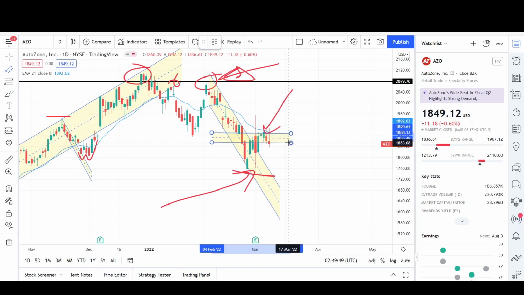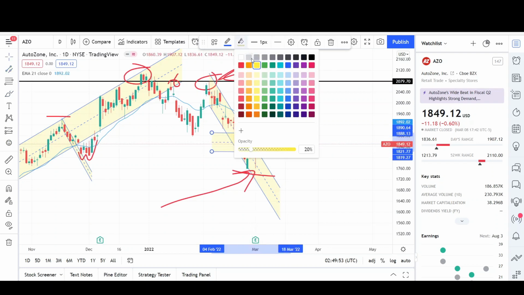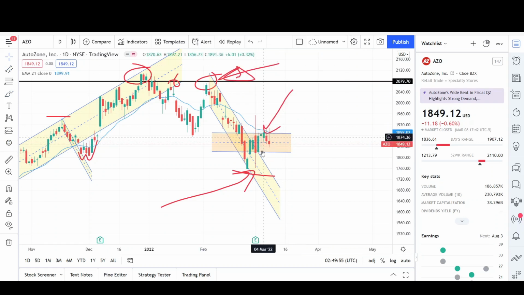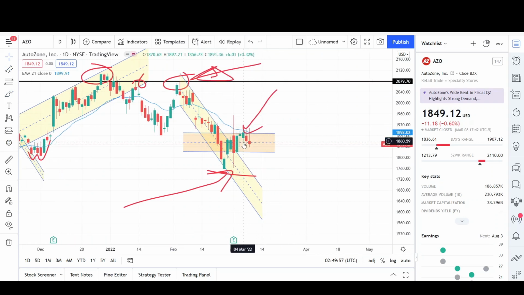This chart doesn't look that bad. There is some consolidation occurring right now, and AUTOZONE is holding up. So we are in this little consolidation pattern. So we could come back down to the 1820 level and then possibly get a bounce. But how high is that bounce going to be?